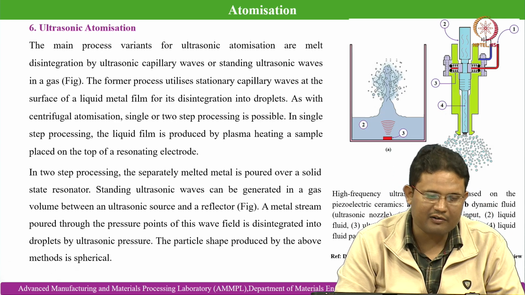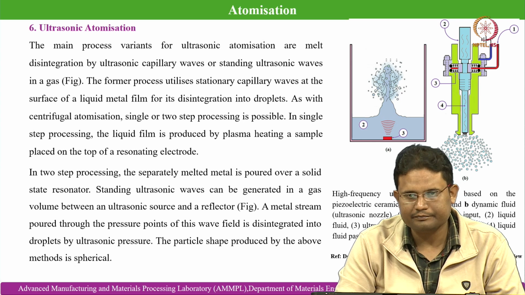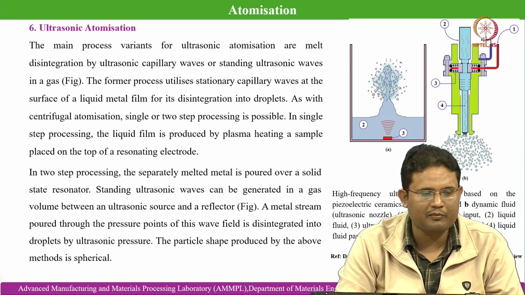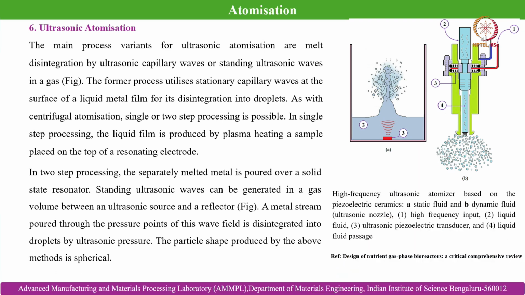And next is the ultrasonic atomization. So, in this case the main process variants for ultrasonic atomization are melt disintegration by ultrasonic capillary waves or standing ultrasonic waves in a gas. So, the former process utilizes stationary capillary waves at the surface of a liquid metal film for its disintegration into droplets. As with centrifugal atomization, single or two step processing is possible in case of ultrasonic atomization as well.